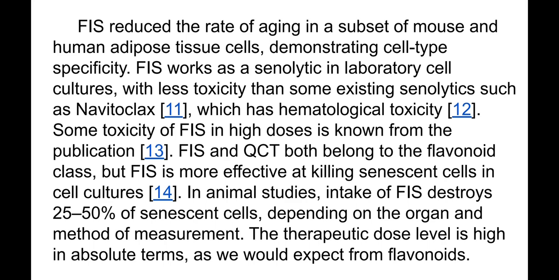So fisetin works as a senolytic in laboratory cell cultures with less toxicity than some existing senolytics such as navitoclax, which has hematological toxicity. Some toxicity of fisetin in high doses is known from the publication, you can check, but actually recommended doses are far less than that toxicity. Fisetin and quercetin both belong to the flavonoid class, but fisetin is more effective at killing senescent cells and cell structures. Quercetin is almost not specific and cannot be used by itself, only in combination with other drugs. It cannot be used as a senolytic alone. But fisetin can be used, especially in combination with quercetin.